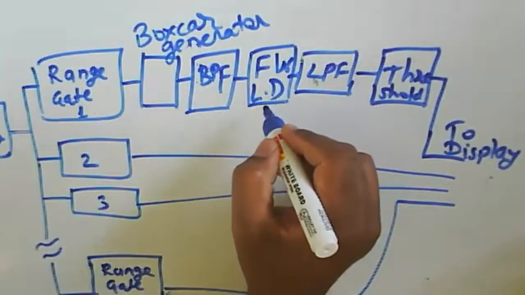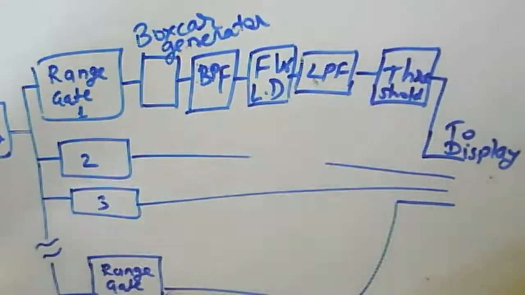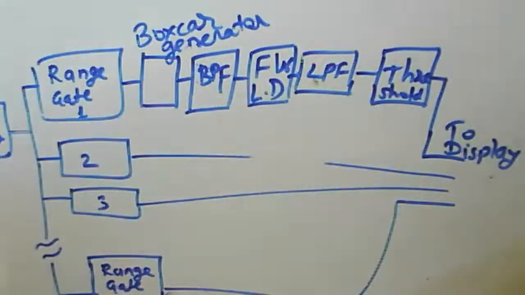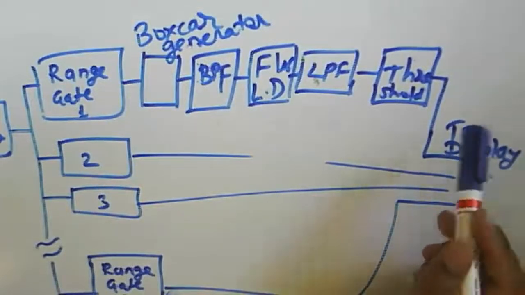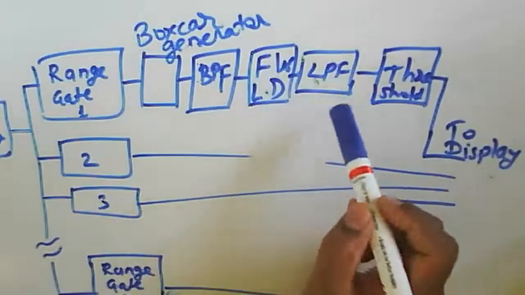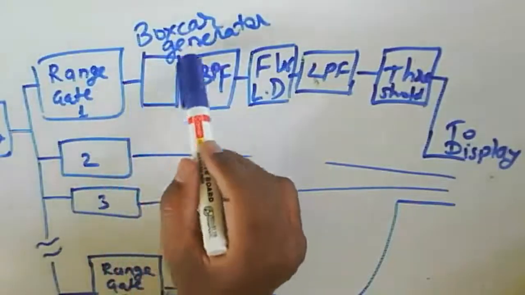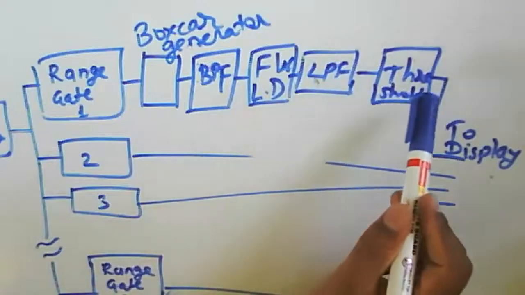We are getting a bipolar signal, and then we need to convert it into a unipolar one. That's why we have a full wave linear detector. It converts that output into unipolar, so the display will be unipolar. So the chain is: range gate, boxcar generator, band pass filter, full wave linear detector, low pass filter, and a threshold here.